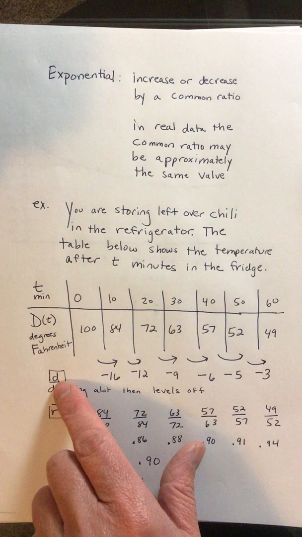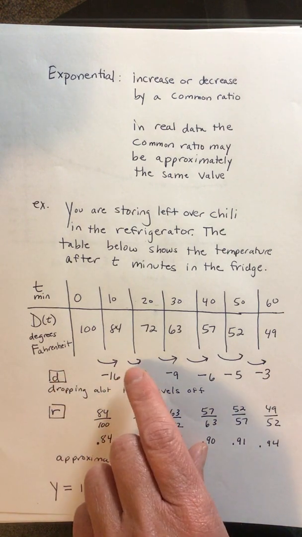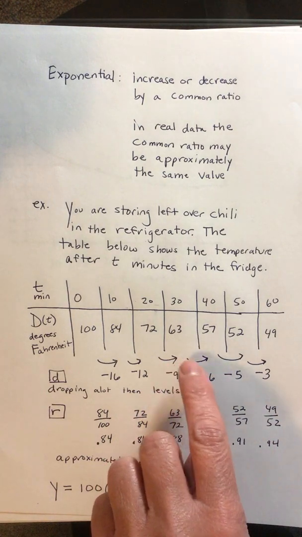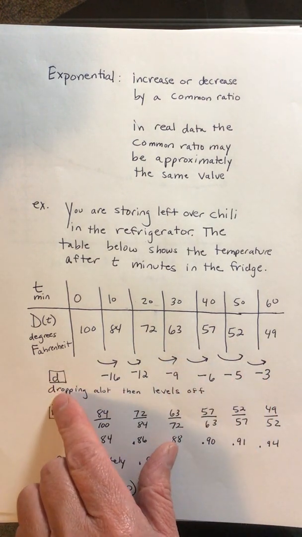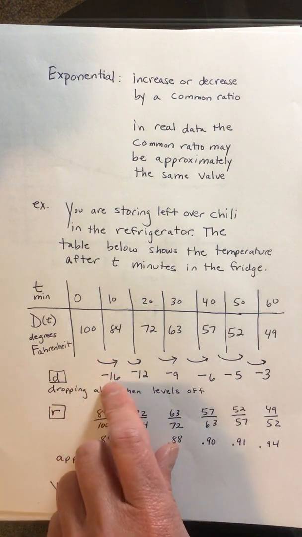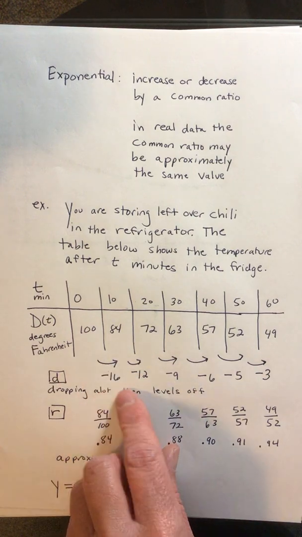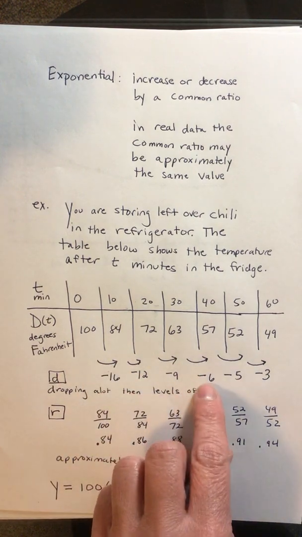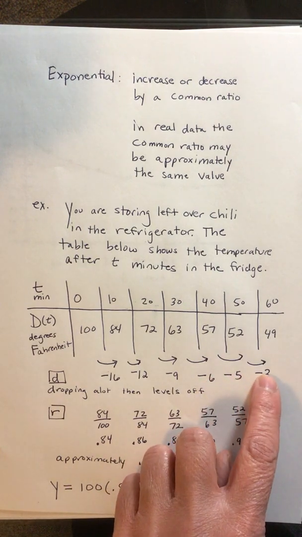And if I start by looking for a common difference, I see negative 16, negative 12, negative 9, negative 6, negative 5, negative 3. The temperature is dropping at first by a lot. Negative 16 degrees it's dropping by. But then it levels off. And soon it's only dropping by 6 degrees, then 5, then 3.